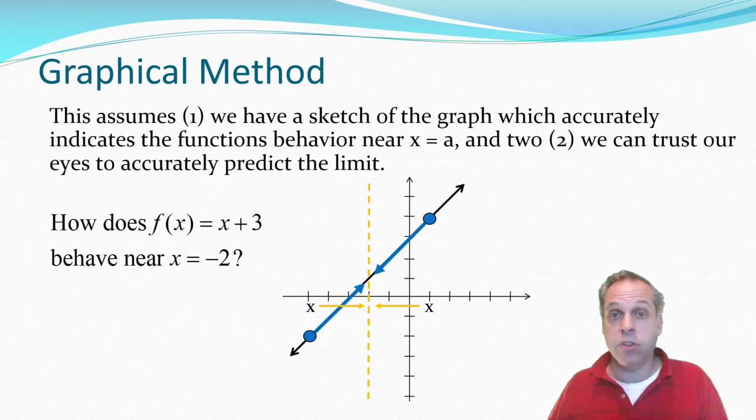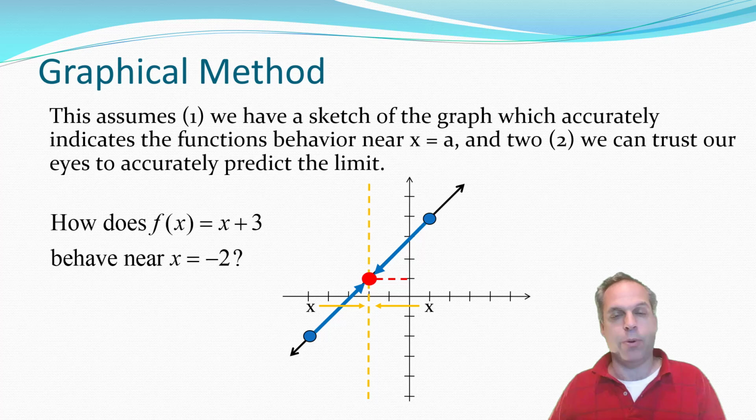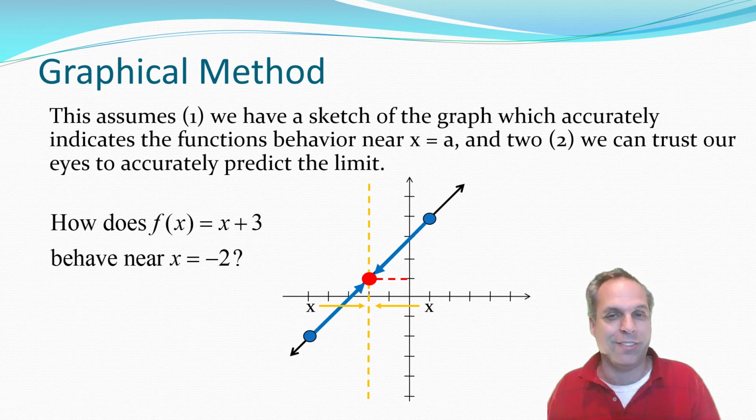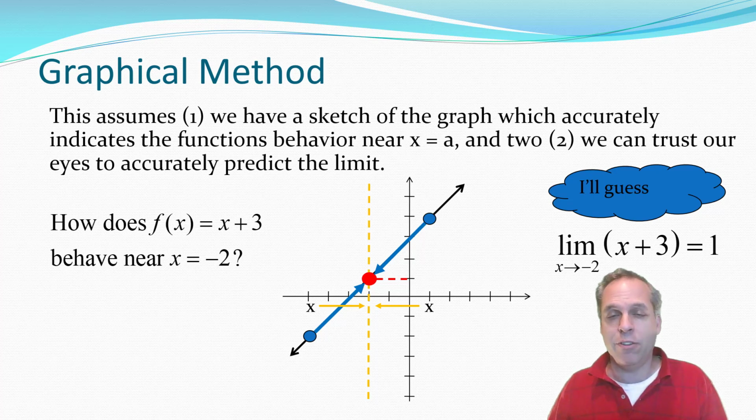As they do that, as long as these points come to the same place in the plane, and that does not need to be a point on the graph, it just needs to be a point in the plane, then if that were to happen, you would be forced to assume that the limit exists and it's equal to the y-coordinate of that point. So, based upon this information, since that red point is (-2, 1), I'd be forced to assume that the limit of the function x plus 3 as x approaches -2 is 1.